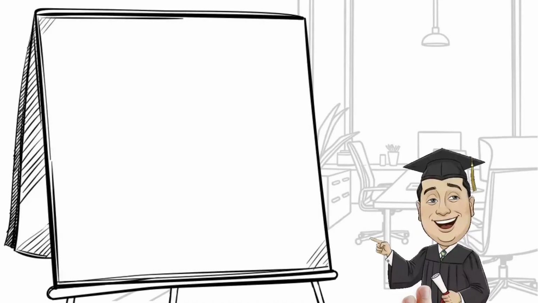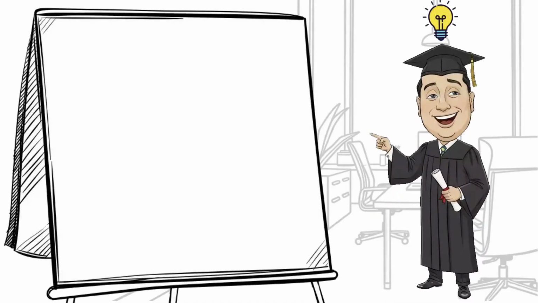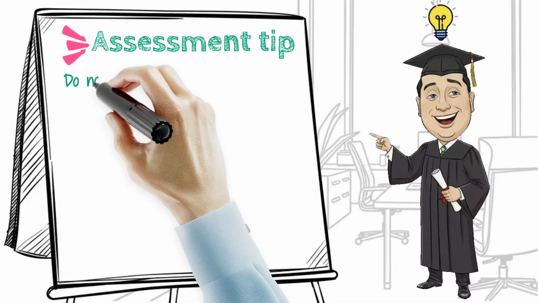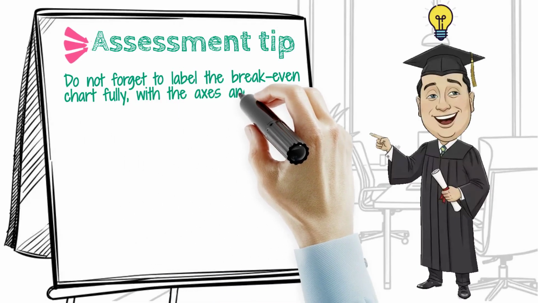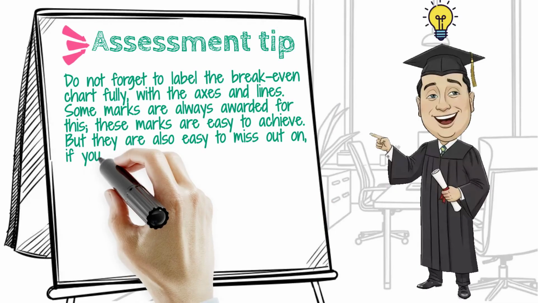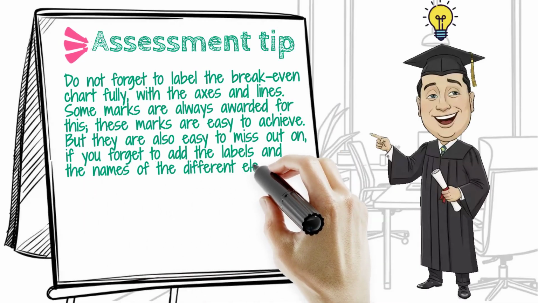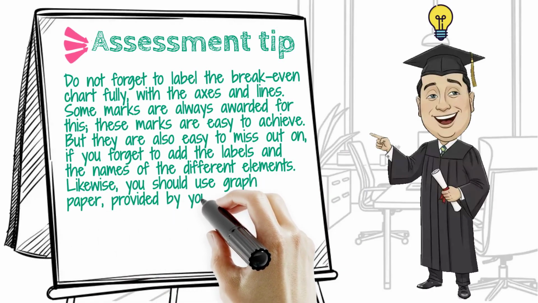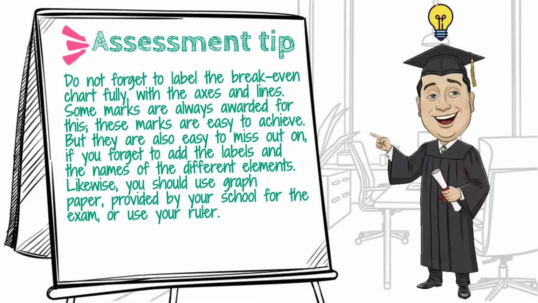Assessment tip: do not forget to label the break-even chart fully with the axes and lines. Some marks are always awarded for this. These marks are easy to achieve, but they are also easy to miss out on if you forget to add the labels and the names of the different elements. Likewise, you should use graph paper provided by your school for the exam or use your ruler.